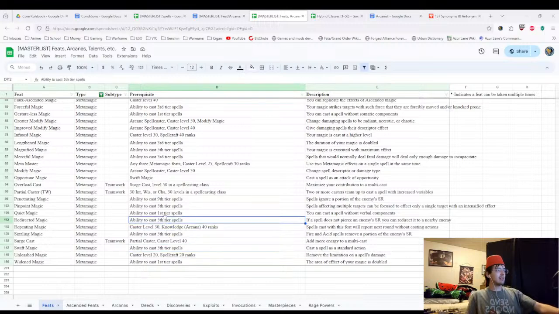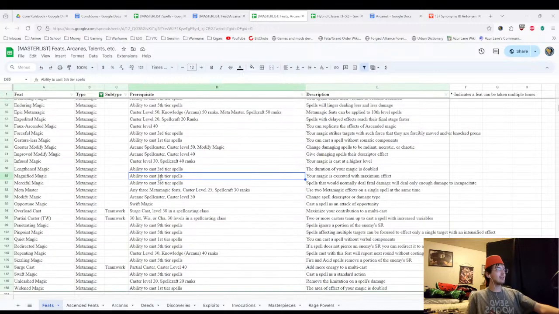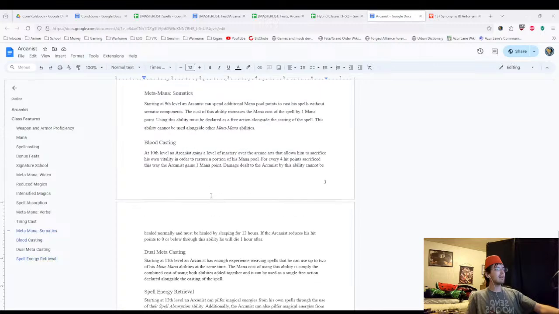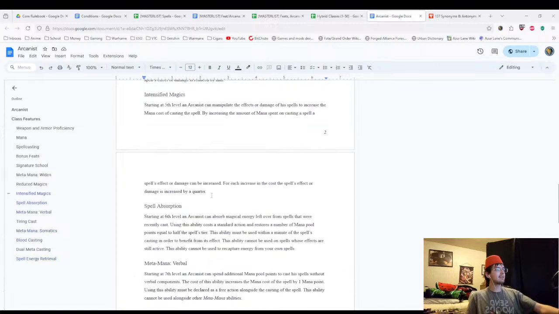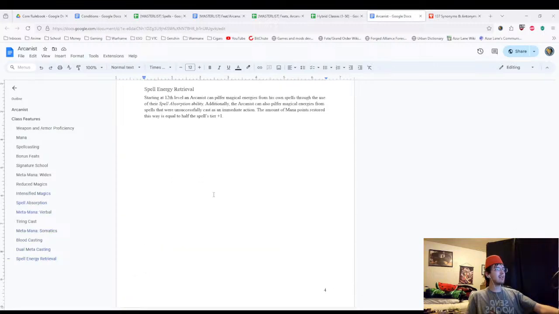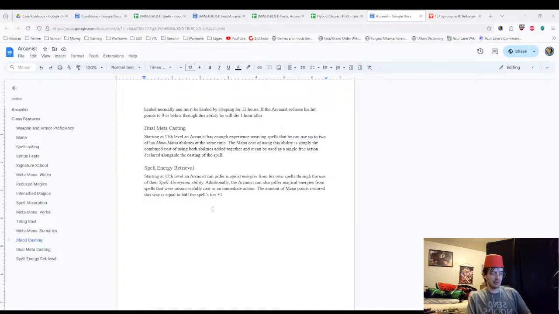Let's see. Redirect, okay. Pinpoint. Let's see, Merciful. Okay. Magnified. Oh, Magnified's a big one. Oh, wait, Lengthened. Increase their suffering. Why didn't I think of that before? Okay, so yeah, we can do Lengthen. We can give him a meta mana Lengthen. I don't like that. Lengthened.